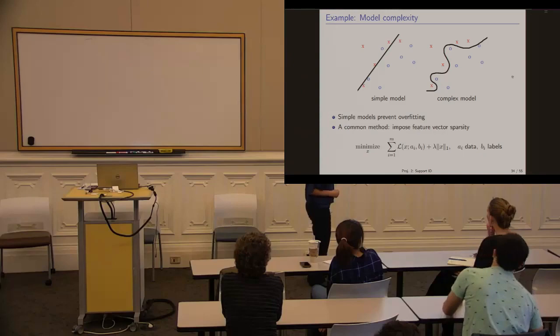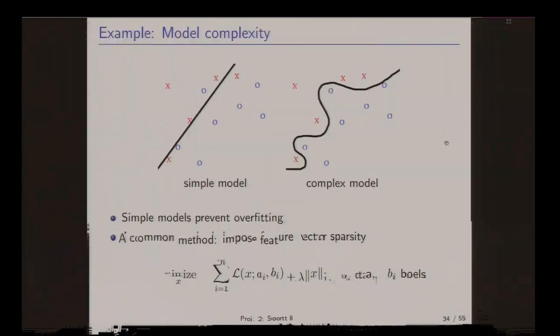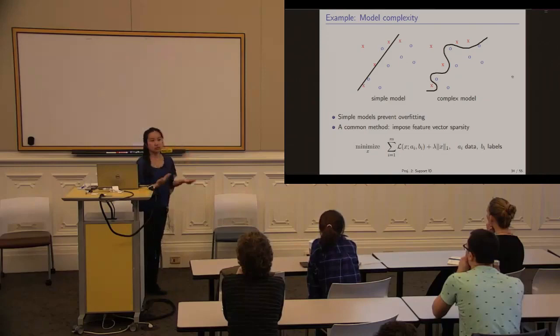Right, so that works fine on our training data, but that's not really what we're interested in. There are a lot of ways of reducing model complexity, but the one that we'll focus on here is adding this L1 regularizer, which forces x to be sparse. If you're forcing most of the vector to be zero, then you're forcing model simplicity, but you're letting the algorithm choose which ones are zero and which are non-zero.